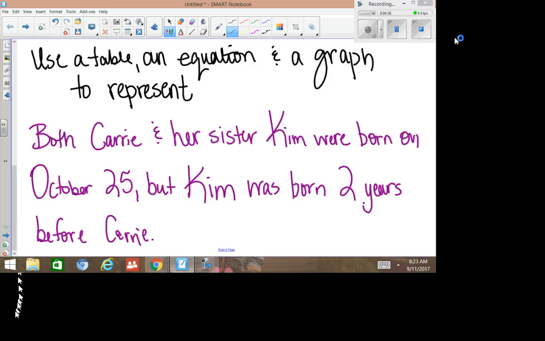Because then the next part says, how can you represent their relationship? Okay? So we're going to try to figure out how to put these together.